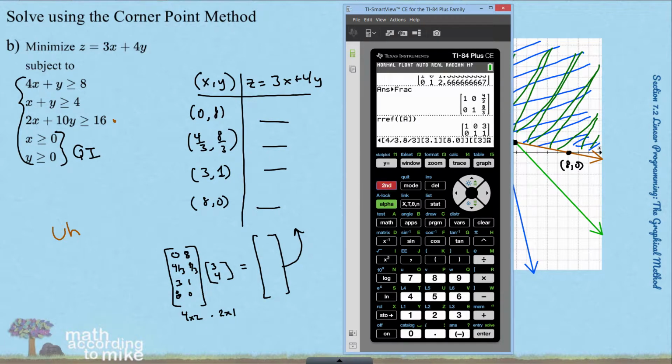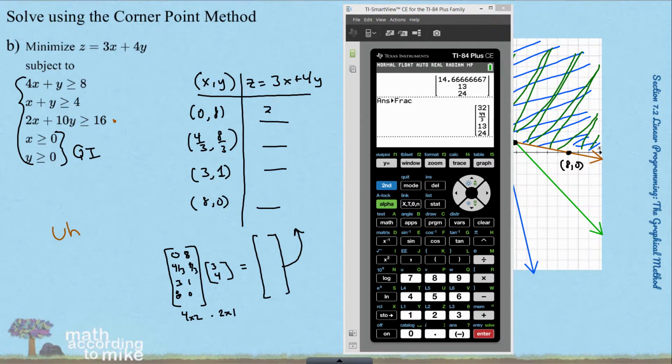Again, great time. Since I'm doing this live, I hope this works. I'm going to say convert to fraction. All right, so we get 32, 44/3, which we see as a decimal there is 14.6 repeating, 13, and 24.